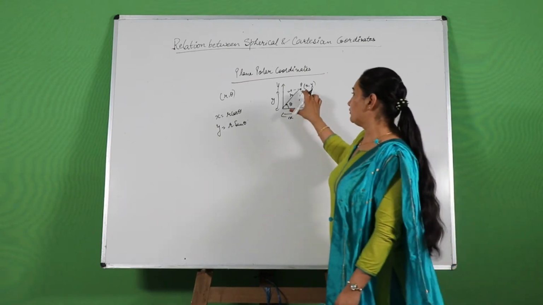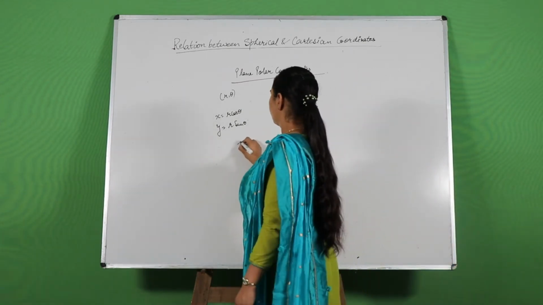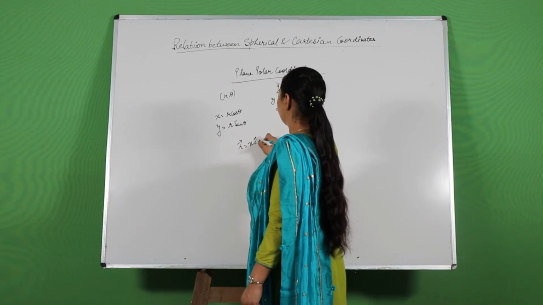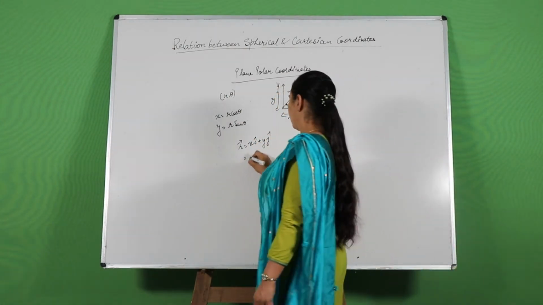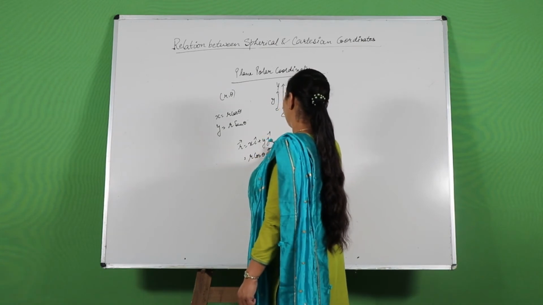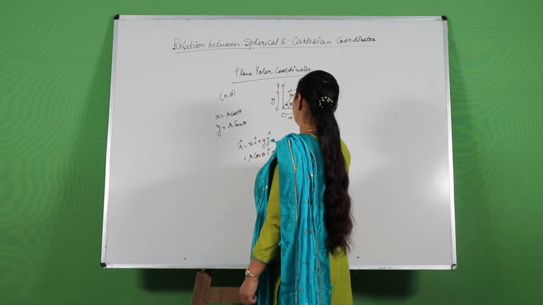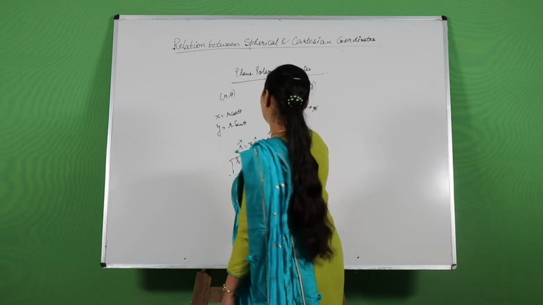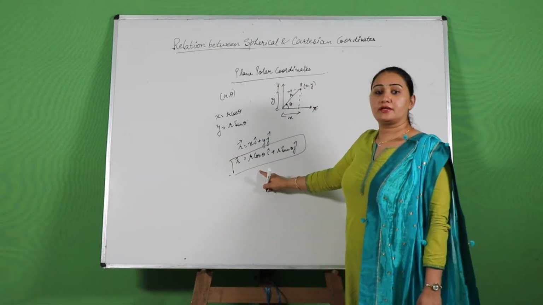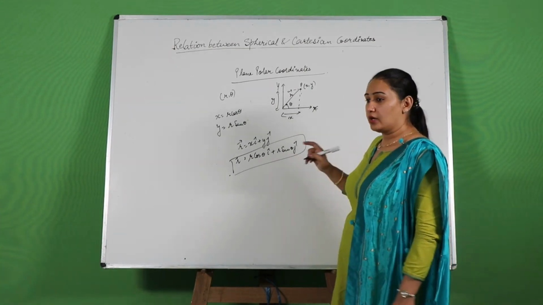And if I want to find the position vector, it is x i cap plus y j cap, so it will be r cos theta i cap plus r sin theta j cap. This will be my position vector in plane polar coordinates.